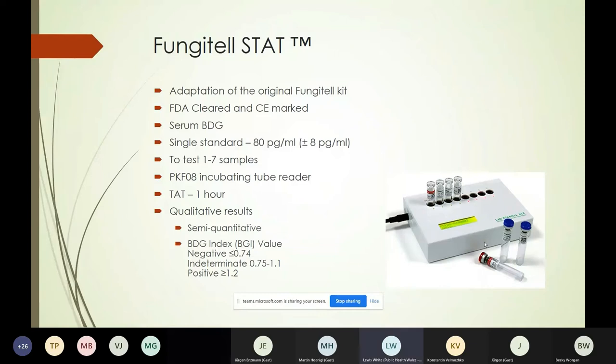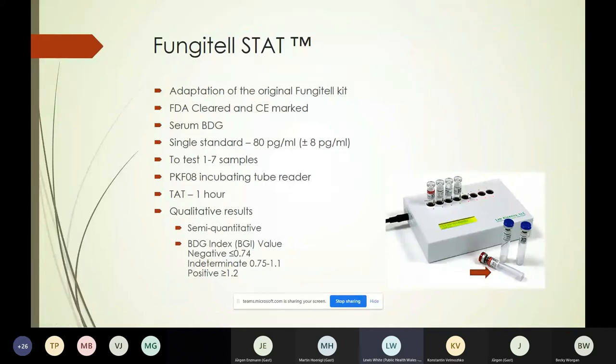respiratory tract specimens. Now, unlike the precursor Fungitell assay, the STAT test requires only one standard specimen. So it's doing away with the requirement for 5 standards and the negatives that are run in duplicate, which use up a lot of main reagent. What happens is you do an alkaline pre-treatment of your specimens and your standard. After incubating at 37 degrees, you use that to resuspend your main reagent, and you can test 1 to 7 specimens in this small PKF08 incubator. This also reads the changes in turbidity and color in these samples, and it is linked up to a PC that generates the data in line with what we would normally see for the original Fungitell tests.